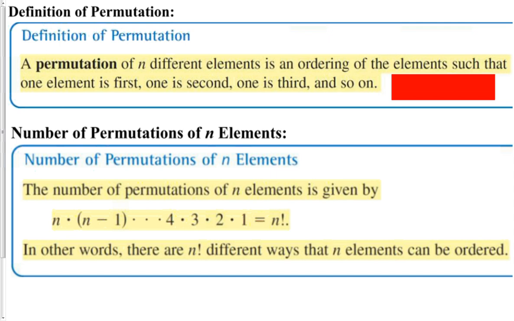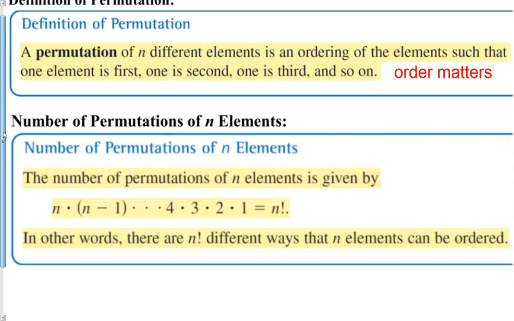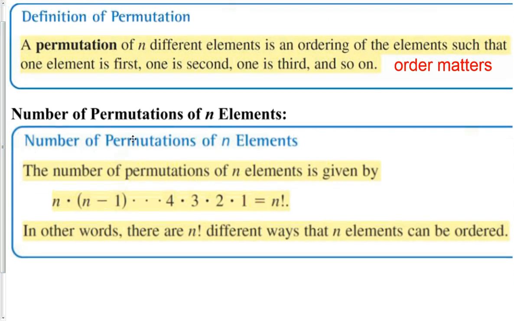So permutation, right? A permutation of n different elements is an ordering of the elements such that one is first, one is second, one is third, and so on. Basically, we're getting to factorials in a second here, but what we're talking about is that order matters when we're doing permutations. If you remember, combinations are probably something you've also learned. For that one, order doesn't matter. So we'll talk about permutations first, and then combinations kind of come in next.